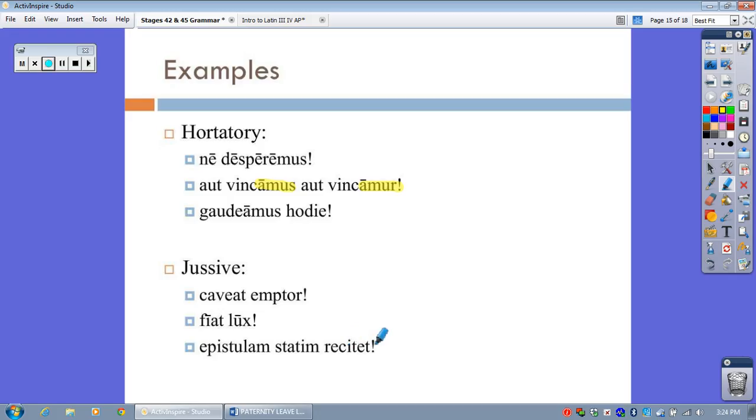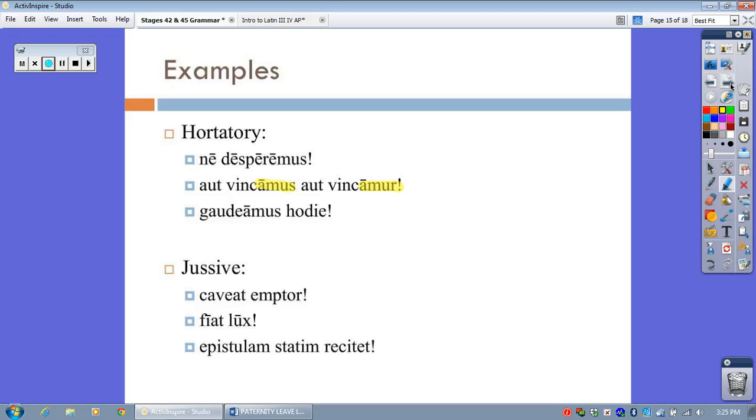The subject here is missing, but it ends in T, so it's got to be a he, she, or it. Cannot be epistulam, because that's already accusative, so let's just say the subject is she. Let her recite the letter at once. So there you have it, hortatory and jussive.